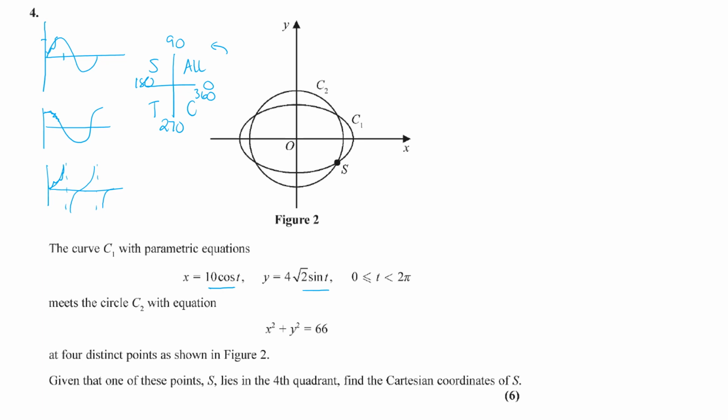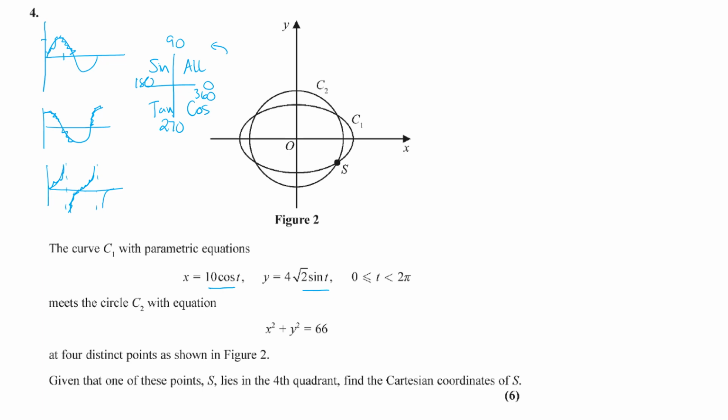Once you get between 90 and 180, it's just the sine graph that's positive, the cos graph has gone underneath, and so has tan, so S stands for sine. From 180 to 270, it's the tan graph that is now positive, and then in the last quadrant, the cos graph is positive. So that's going to be useful in this question, because we've got these two parametric equations.